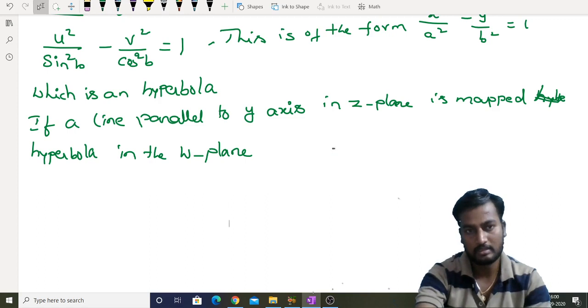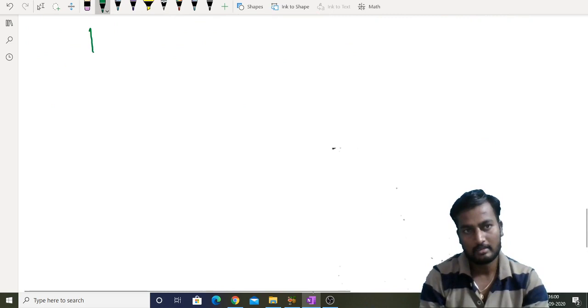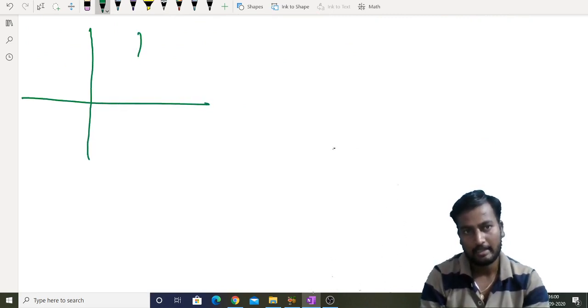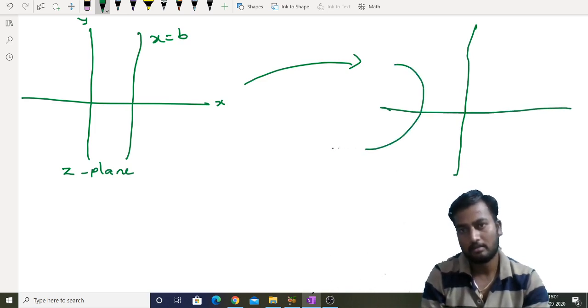You can figure out how it is. This is our z plane, a line parallel to the y axis, x equal to b, mapped to the hyperbola in the w plane.